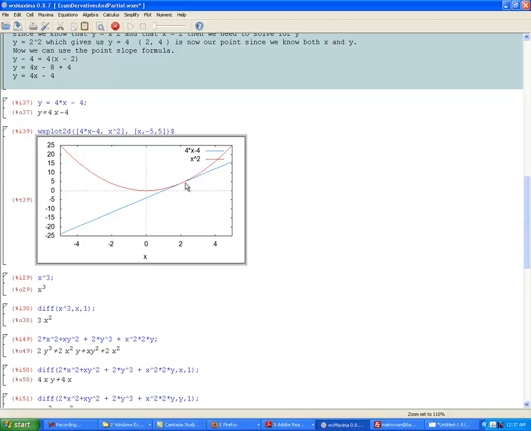And you can see that, yes, that is exactly what's happening. As I move away from 2, 4, it is becoming less and less accurate. By less and less accurate, I mean that this line is not following this curve more and more as it moves. So that's important. All right.